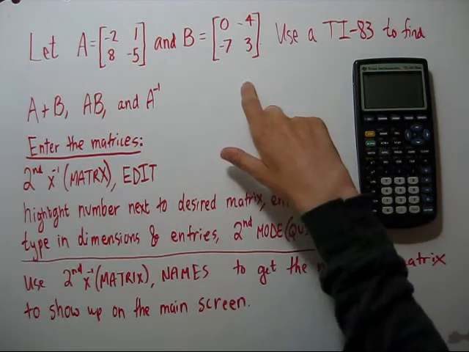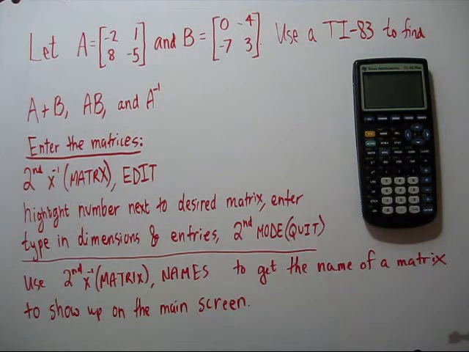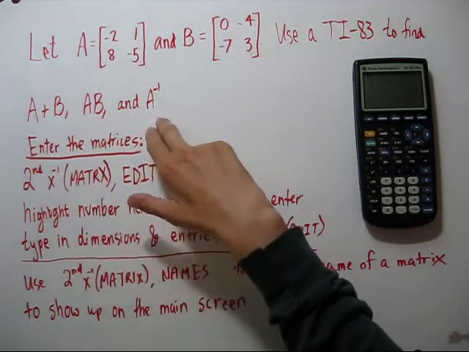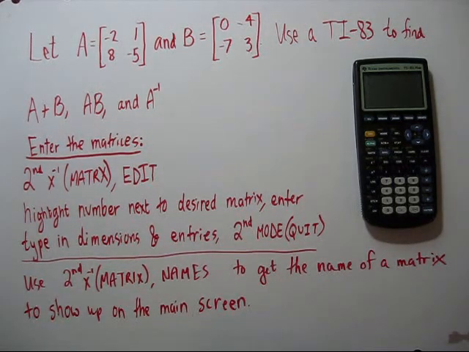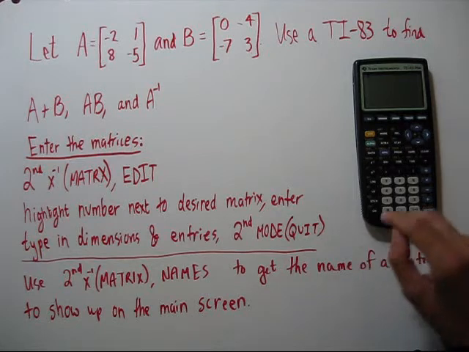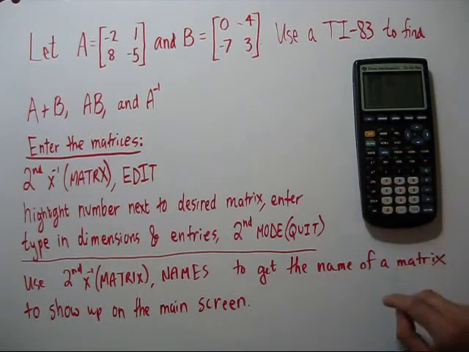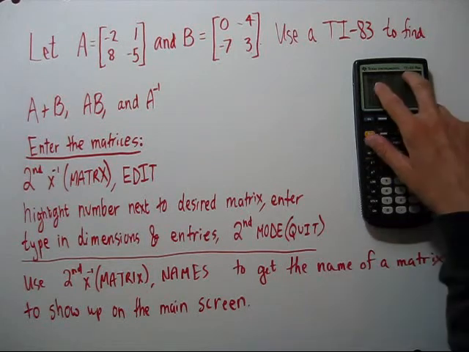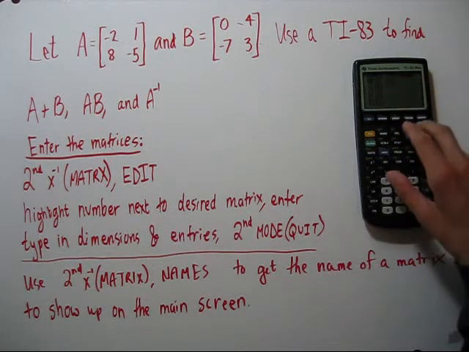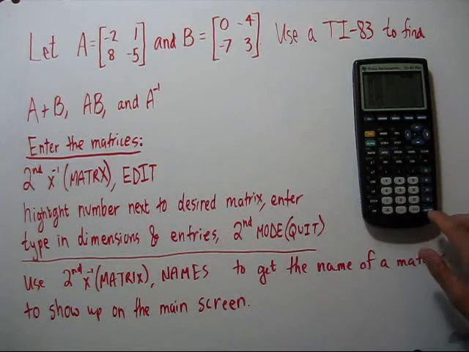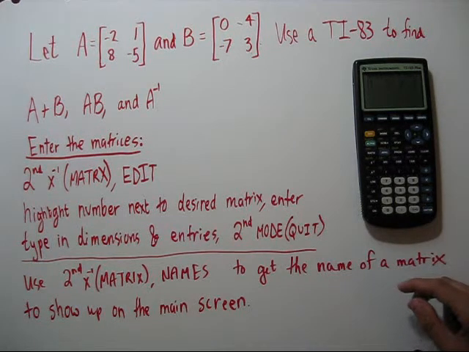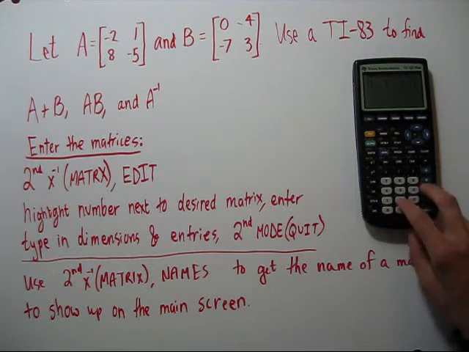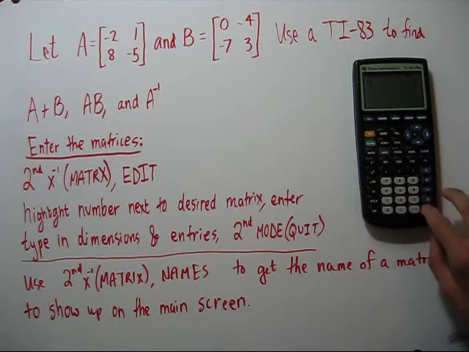We have two matrices here, and we're going to use a calculator to find A plus B, A times B, and the inverse of A. First of all, let's enter the matrices. You go second x inverse, which is matrix, and right arrow over to edit. And for A, you just hit enter when the one next to the A is highlighted, and put your dimensions as 2 by 2, and then put in all your entries.